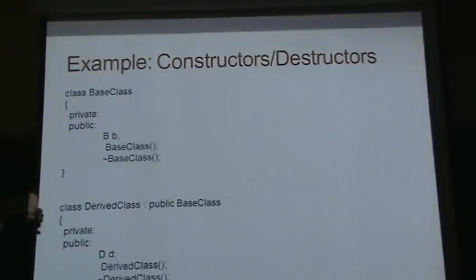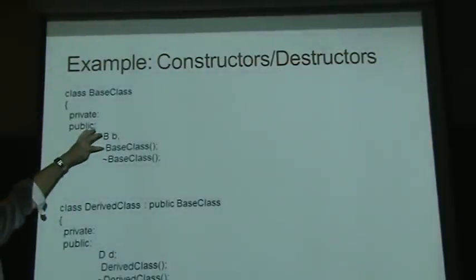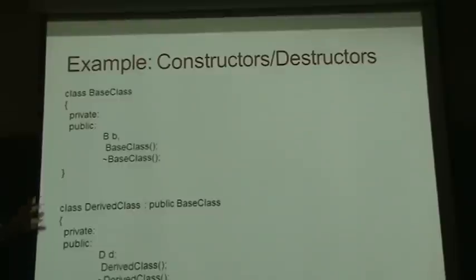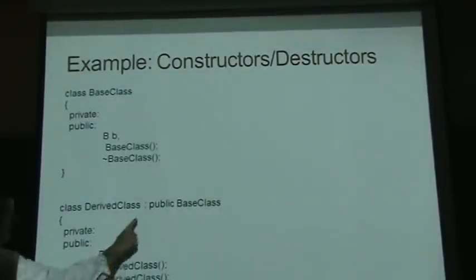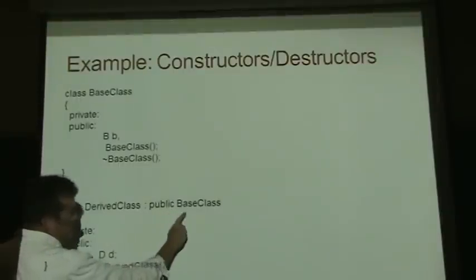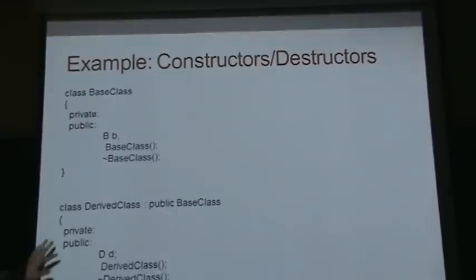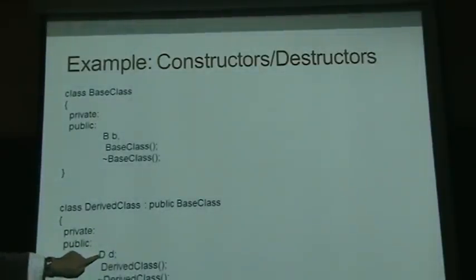Okay, so now we have a base class, and it has a piece of storage of type B, which is some class we don't see right here. And then we have a constructor and a destructor. Now we have a derived class, a class called derived class, inheriting publicly from base class. And the derived class has in its public section some object D, and then it also has its constructor and destructor. So if we were to create an object of type derived class, what constructors would run? And in what order?